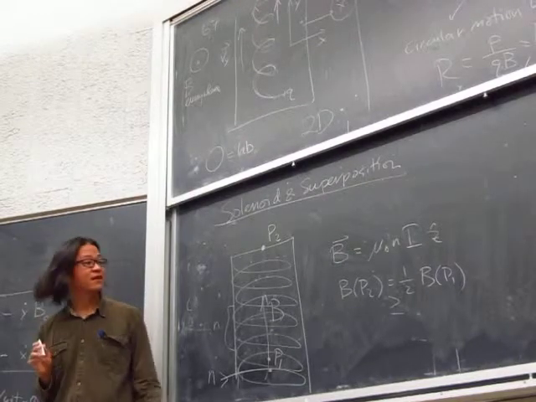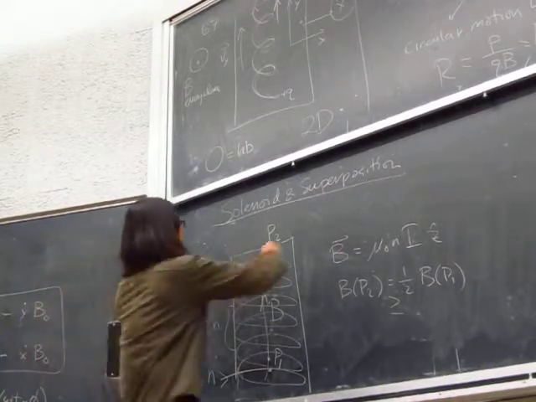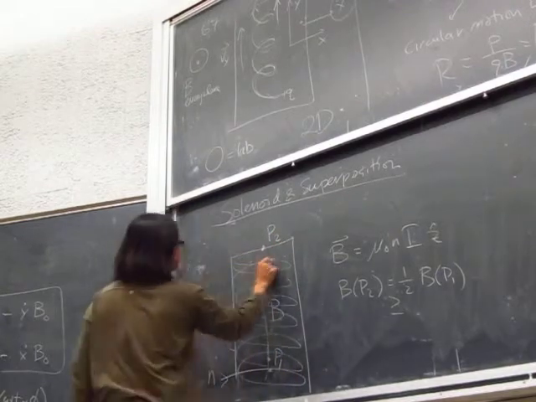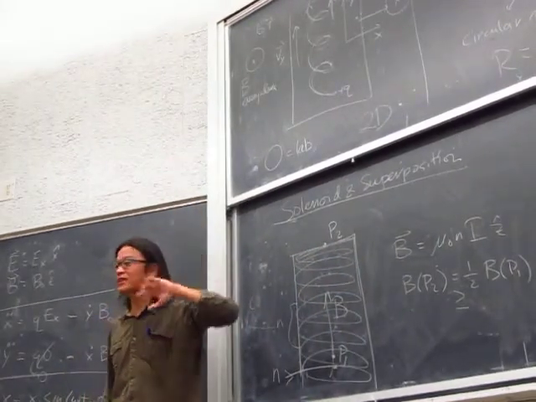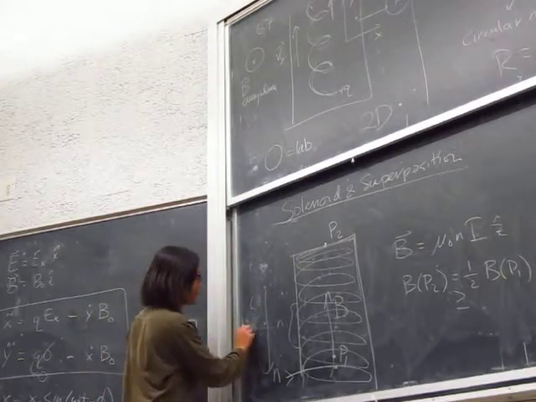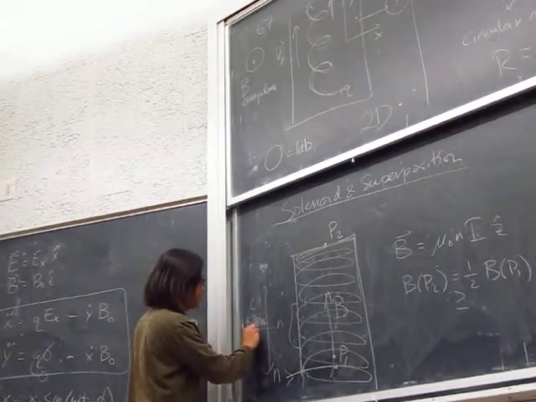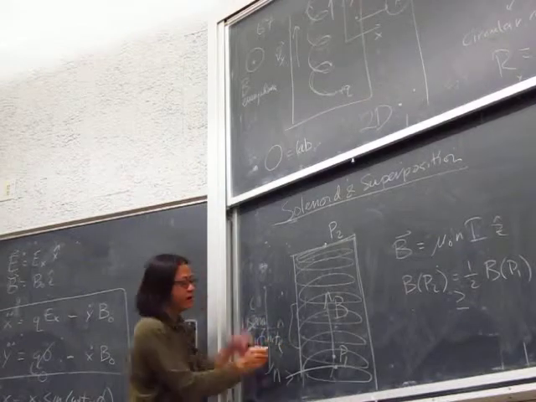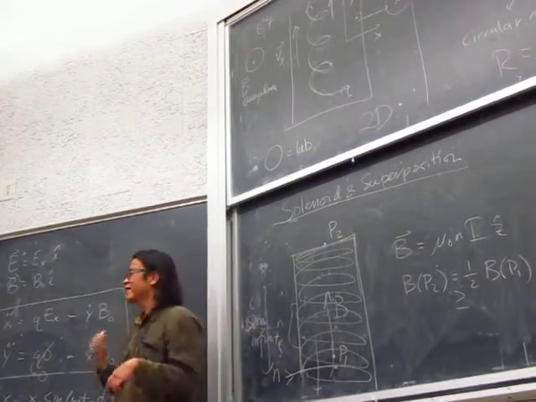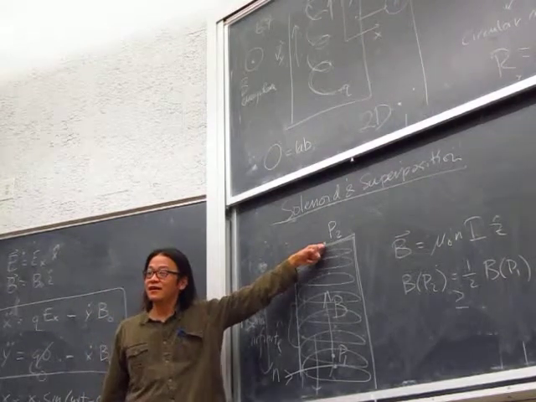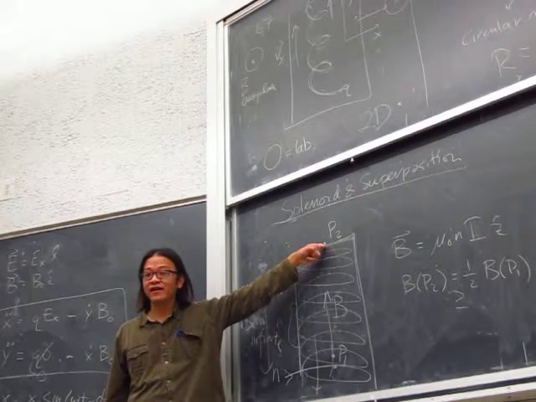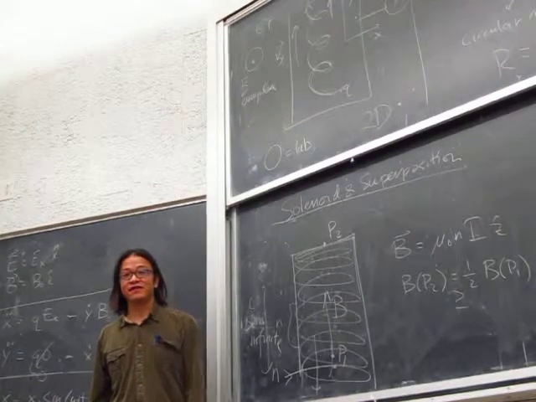Wait, P1 and P2 are arbitrary points? Well, P1 is at the edge of the solenoid. So the solenoid has an edge, right? We're talking about not an infinite solenoid, it's semi-infinite. It's infinite going down, infinite in that direction. Right? It has an end. Find the B field here. So how do we do this?